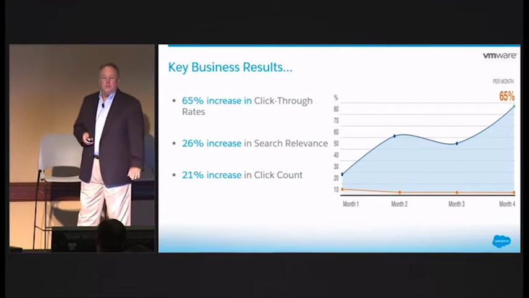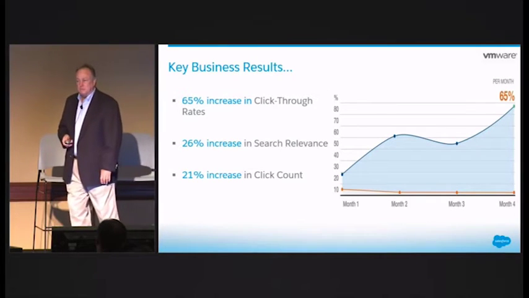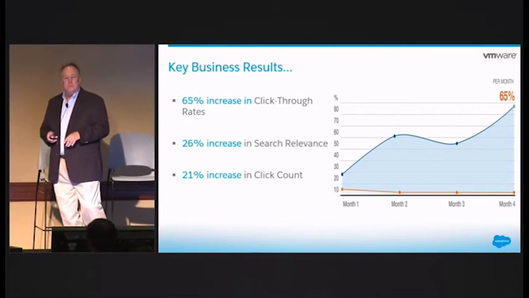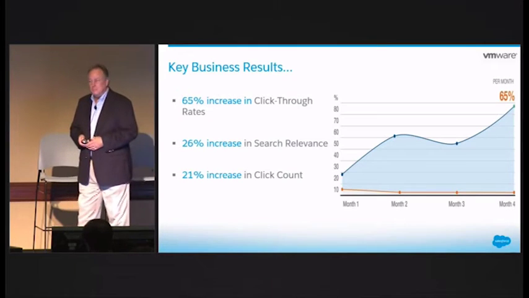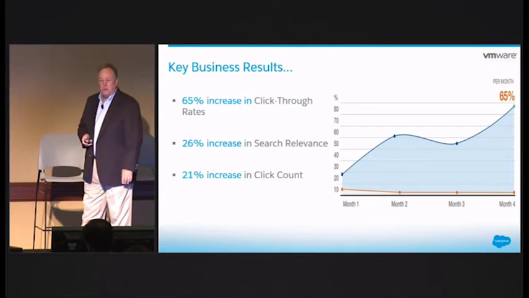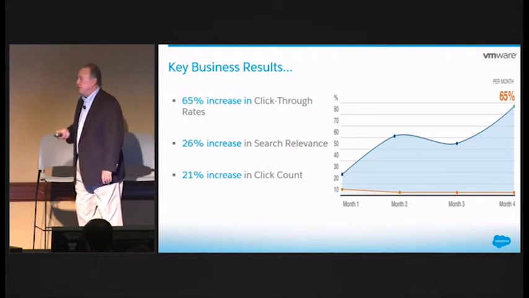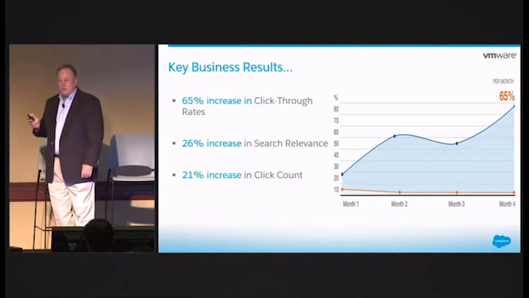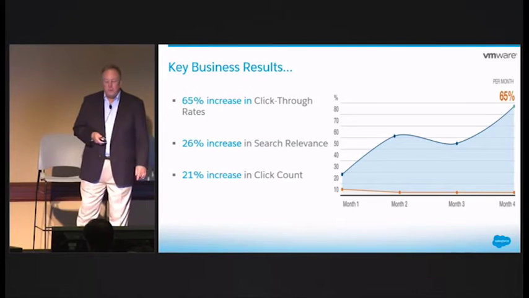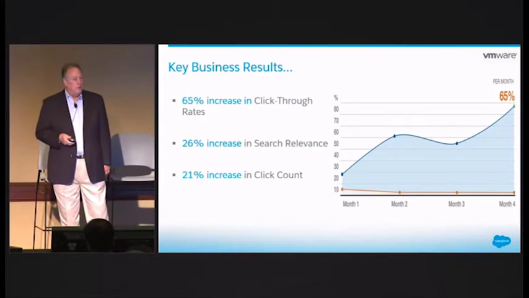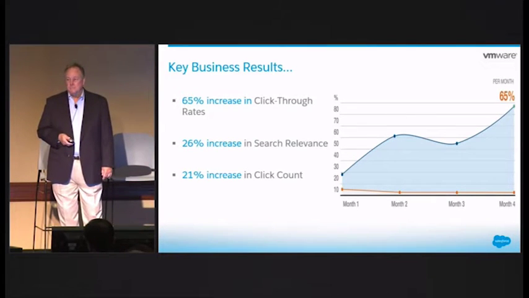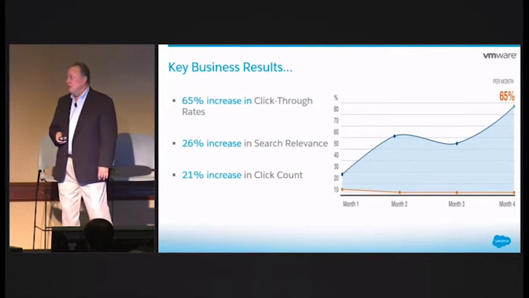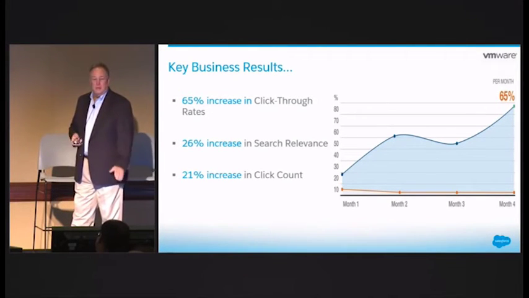We had almost no click-throughs when we first launched the site, getting very, very few success stories to tell. Immediately after putting those rules in, we started seeing a 65% increase in click-throughs, a 26% increase in relevance, and a 21% increase in click count. So this is really the meat of it.